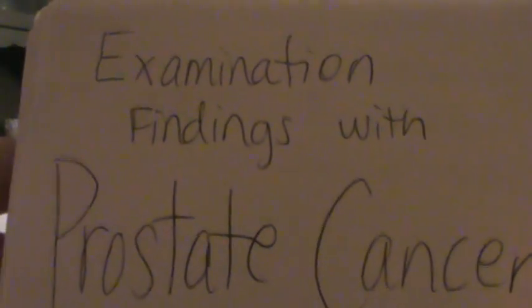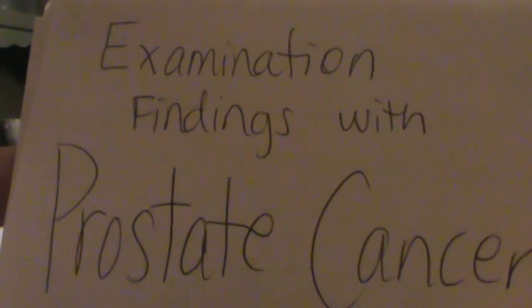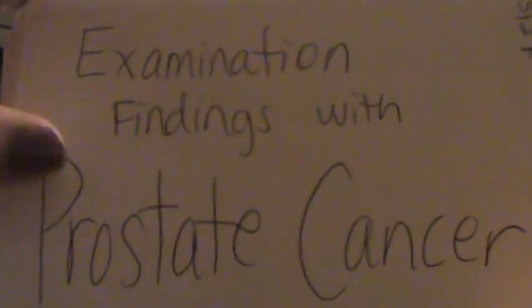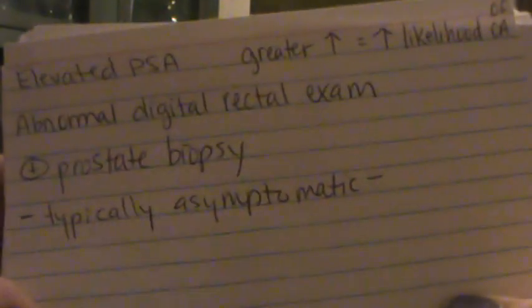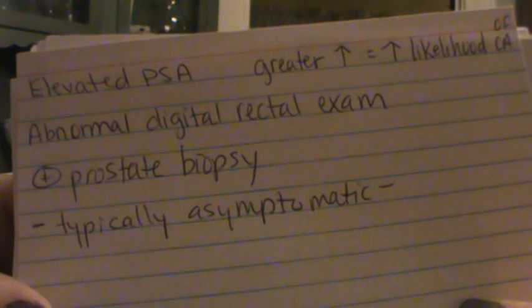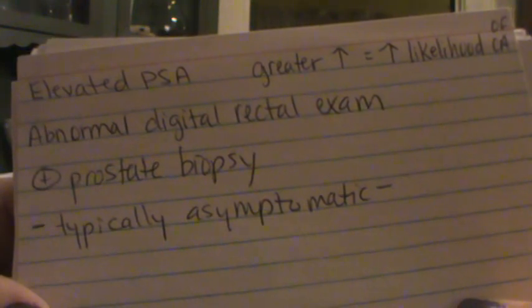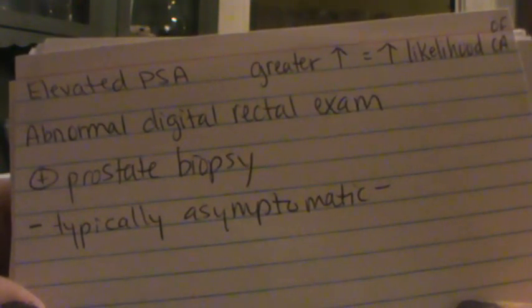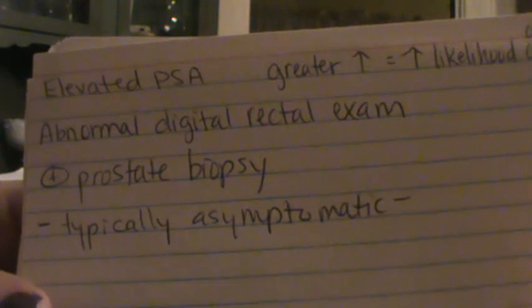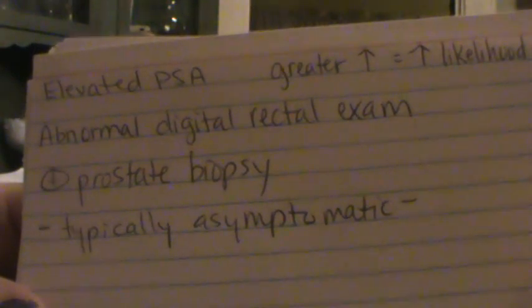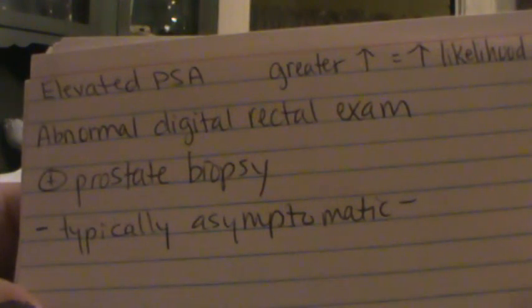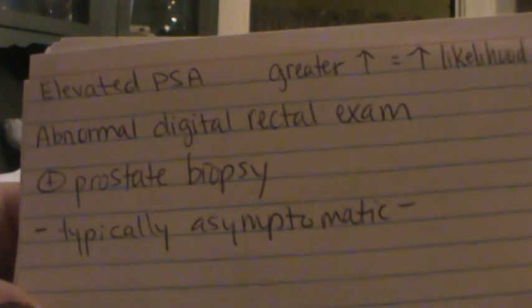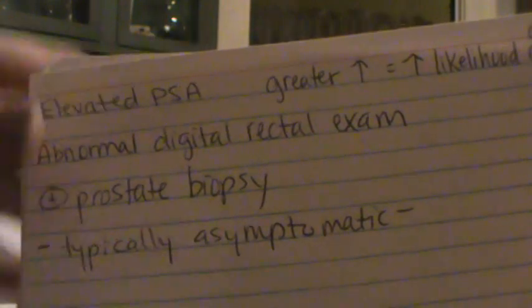What are some examination findings for prostate cancer? Those include elevated PSA. The greater the elevation, the more likelihood of cancer. Abnormal digital rectal exam. Positive prostate biopsy. And usually these patients are asymptomatic.